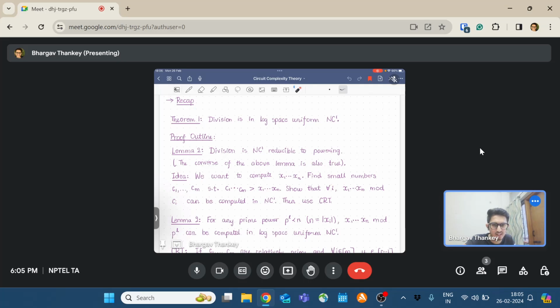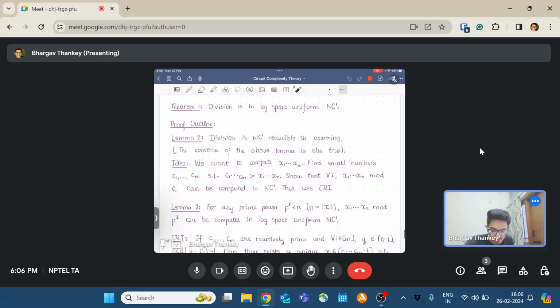Once we have proved lemma 2, we need to show that powering is in NC1. And what we tried to do was something a little more general. We tried to show that iterated multiplication, that is, multiplying x1 to xn, is in NC1. And observe that powering is just a special case of iterated multiplication. For example, in powering, all of x1 to xn are exactly the same. And the idea was the following. We want to compute the product of x1 to xn.